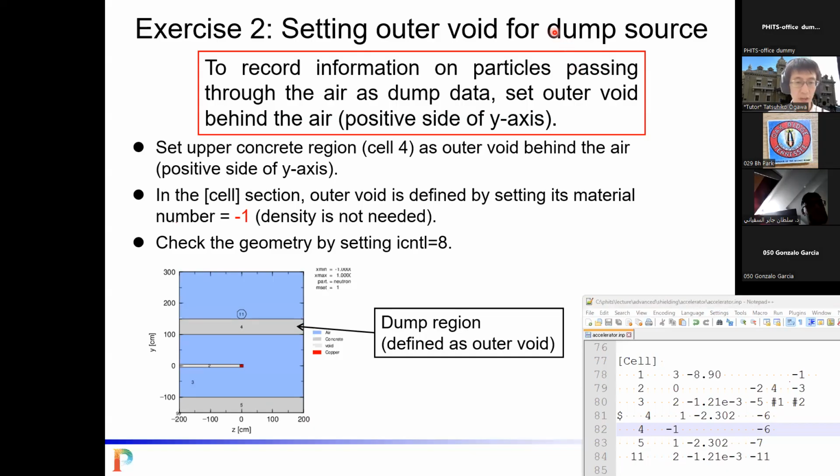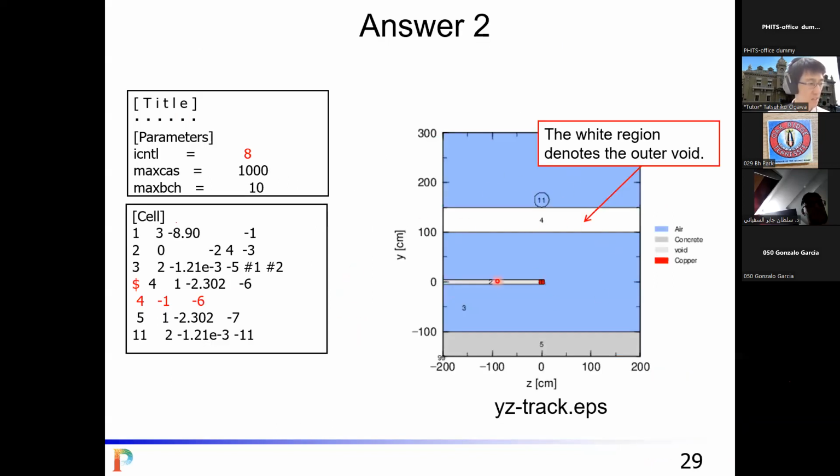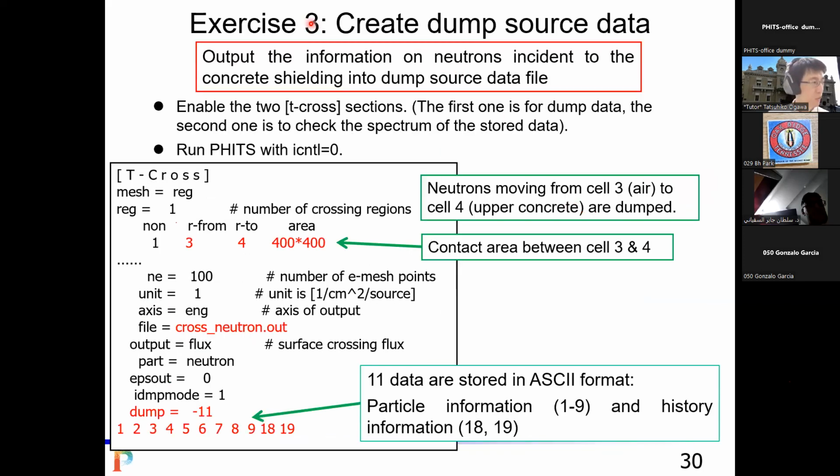And if you run this input file, we again see the drawing of the geometry, which is like this. This white means outer void, so the geometry is properly set. If everything is good, let's go on. If any trouble, please raise your hand or ask in the Zoom chat. So please go on to exercise number 3.